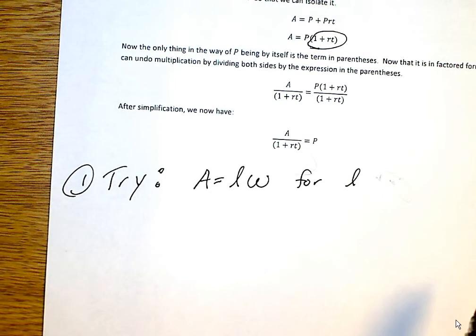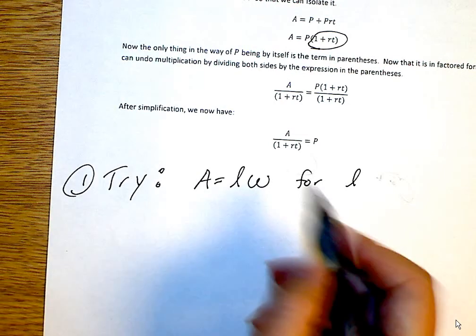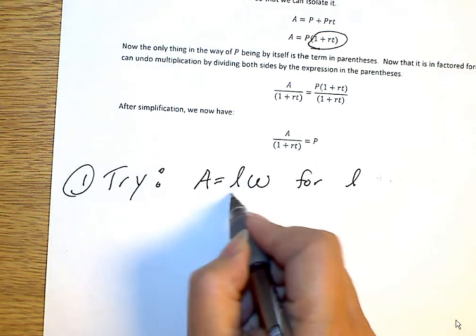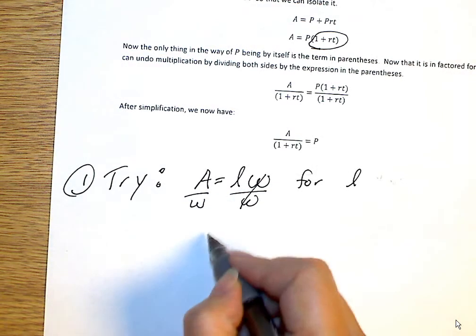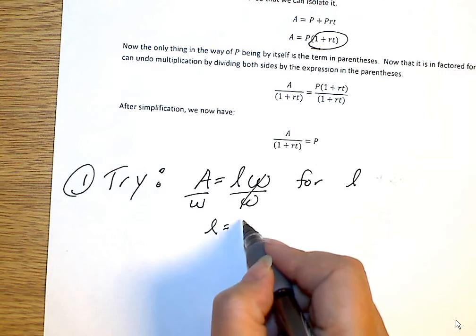All right, so Zach. Divide by W. I'm going to divide by W because this is multiplying it, so I'm going to divide by W. The W's will cross out, and my answer then will be L is equal to A over W.